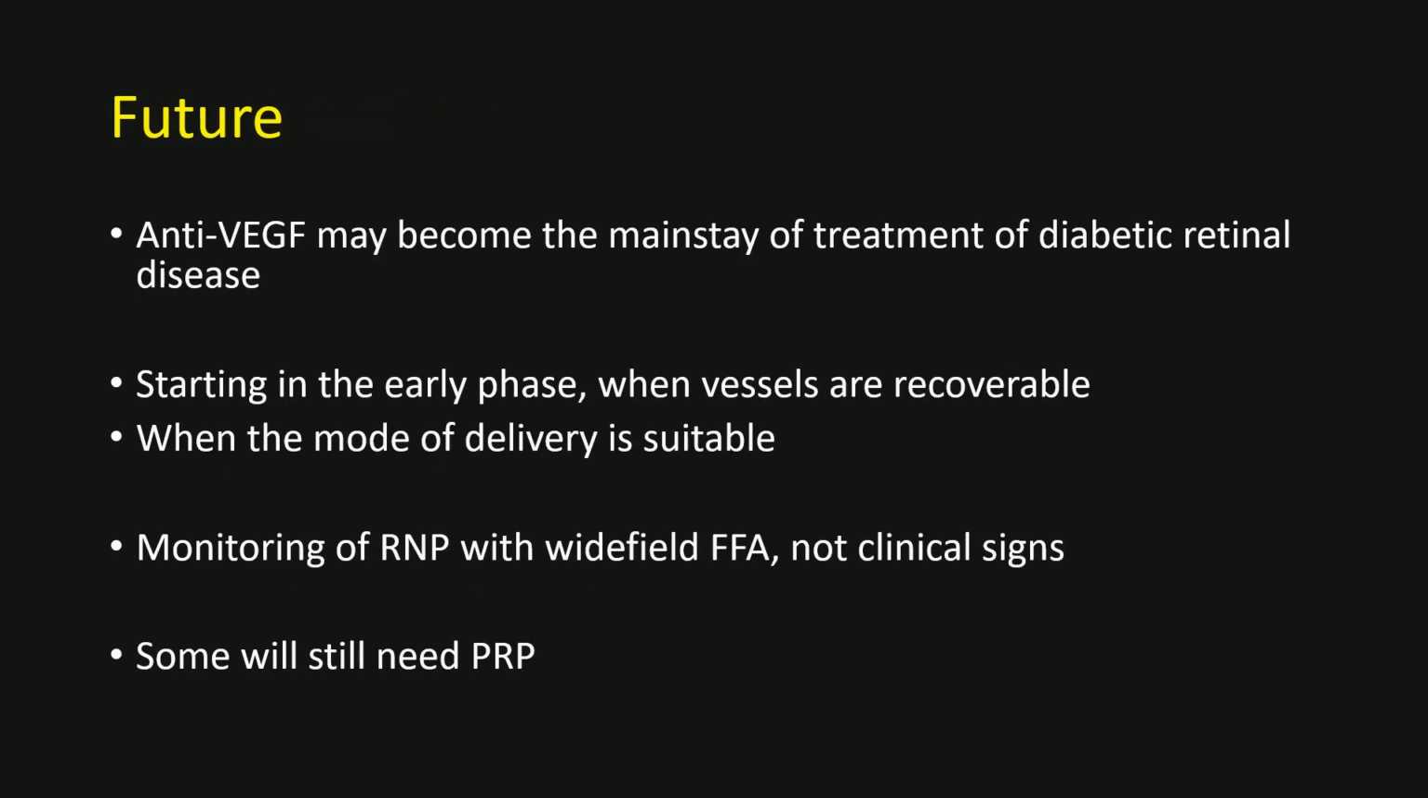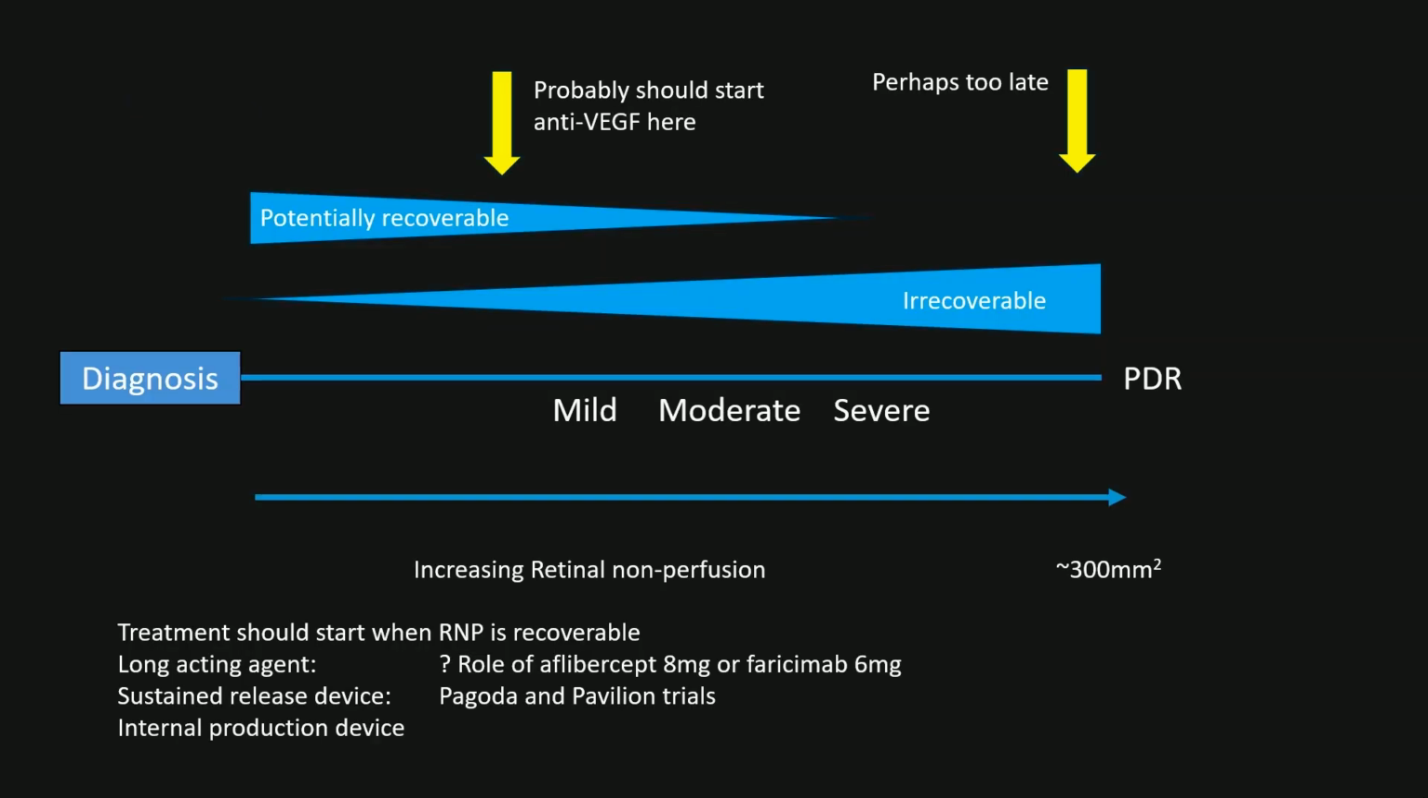It may be that in the future, anti-VEGF treatment will become dominant, and perhaps, however, would best be started early in the retinal disease, where vessels are recoverable, and then non-perfusion would need to be monitored by regular fluorescein angiography, not clinical examination and colour photographs, and some would still need panretinal photocoagulation. So I've adjusted the image to include vague time points about where anti-VEGF treatment would be suitable and where it is too late. We await much longer acting agents or sustained release devices or in-eye production methods.